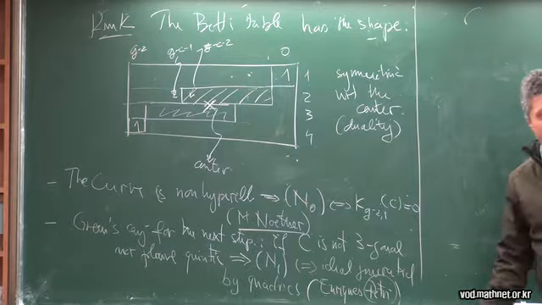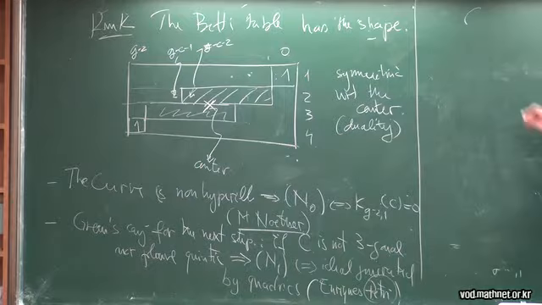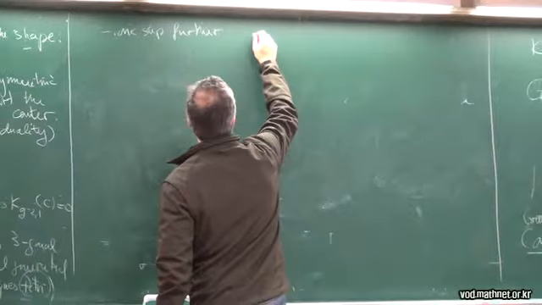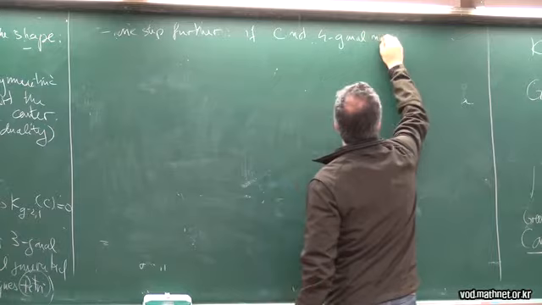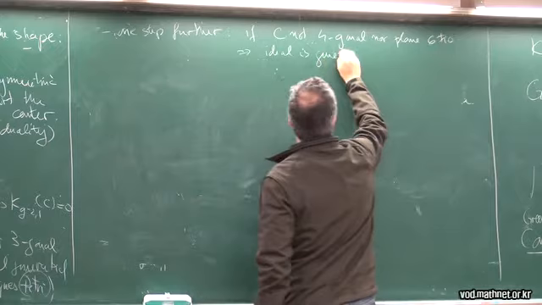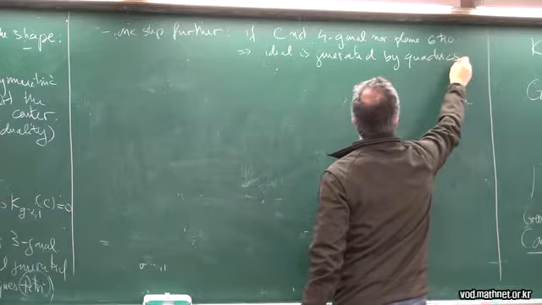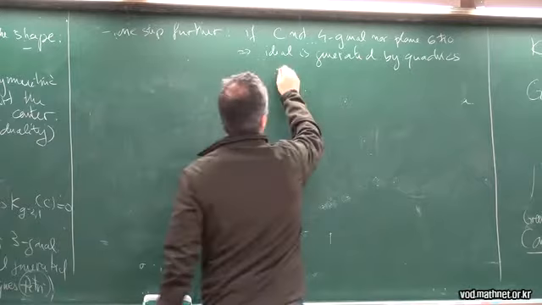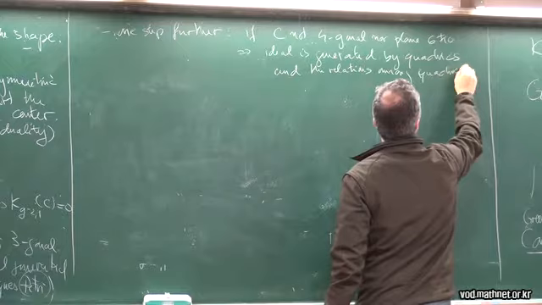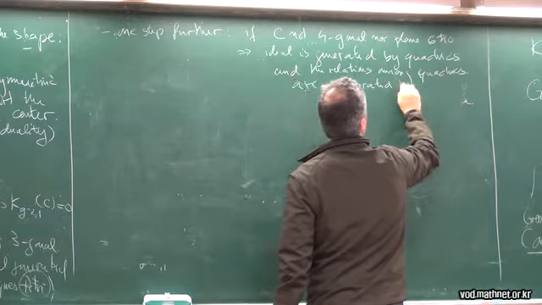Okay, and the next step, if we go one step further. We can see that if the curve is not tetragonal nor a plane sextic, then not only is the ideal generated by quadrics, but the relations among these quadrics are linear, meaning that they are generated by linear relations.